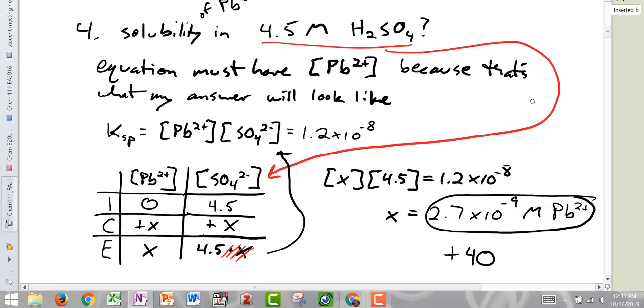Now, on the last exam, I was a pain, but I asked you to confirm whether x was small. How would you do that here? Plug it in where? Yeah, so plug it in, all this is true. I'm just asking for more detail. So the response was plug it in. I said plug it in where? They said to the equation. The quickest way to do it is to plug it in here where I scratched it out and ask if 4.5 plus x is actually still 4.5. Let's punch that in the calculator.